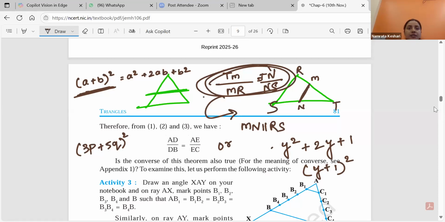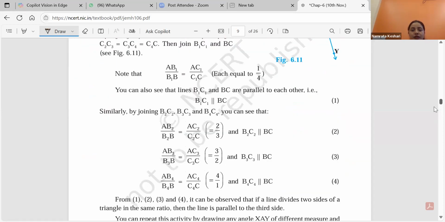Similarly, I am telling you, if parallel, then the ratio same. And if the ratio same, then the lines are parallel. Making sense? Getting it, everyone? Yes, ma'am. Okay, let's move on.